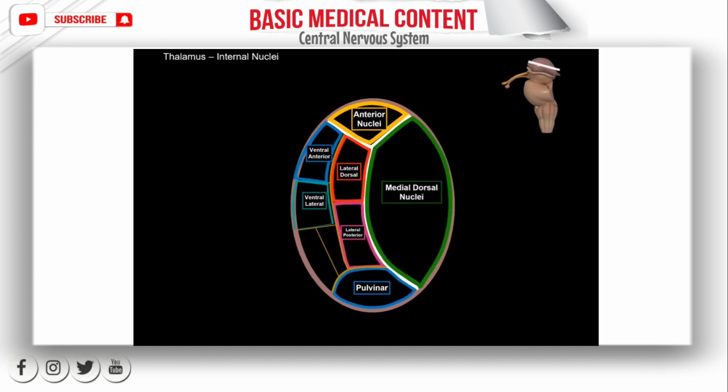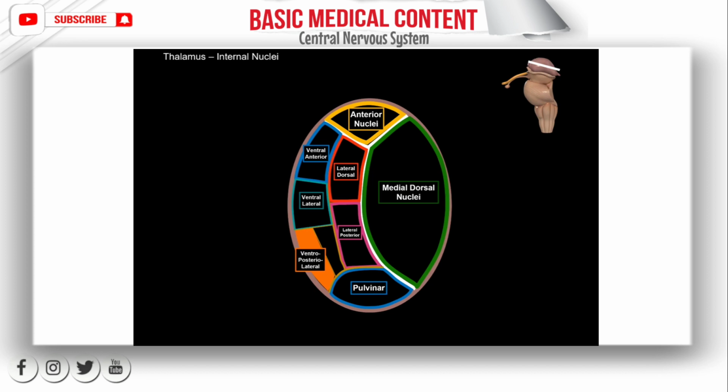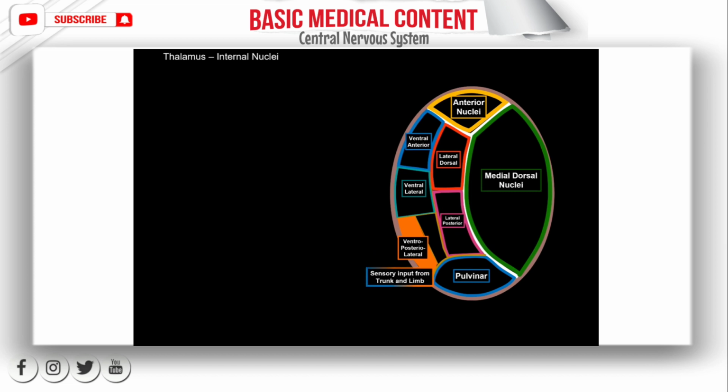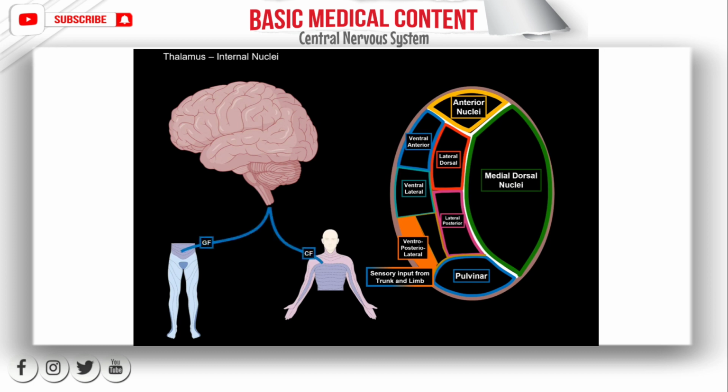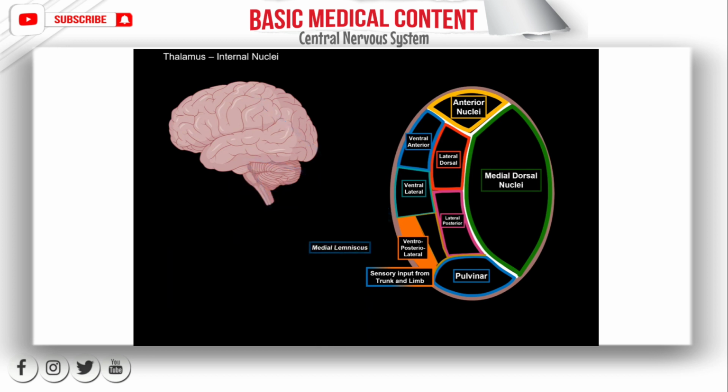The last two nuclei are the ventroposterolateral nucleus, abbreviated as VPL. It receives sensory information from the trunk and limb through a tract that you're probably familiar with by now. That tract originates from the gracile fasciculus and the cuneate fasciculus. They're responsible for epicritic sensibility, meaning proprioception, and mechanoreceptors, like touch and vibration. They will ascend as the medial lemniscus and then go to the VPL nucleus to be directed towards the primary somatosensory cortex. Another tract it receives input from is the spinothalamic tract.